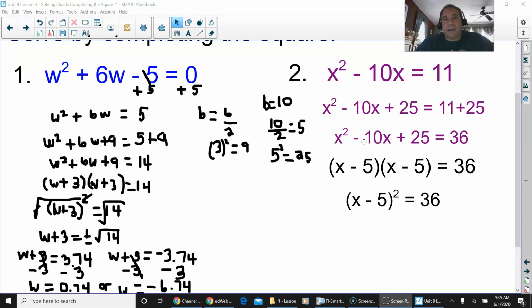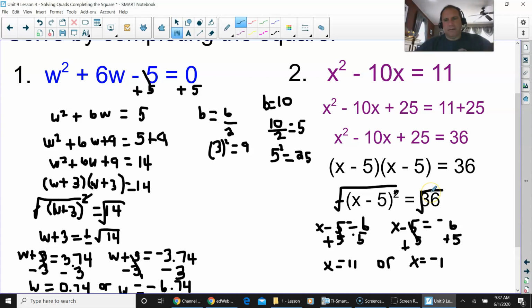Again, I told you that this creates binomials that are exactly the same. x minus 5 times x minus 5: negative 5 times negative 5 equals positive 25, and negative 5 plus negative 5 equals negative 10. So that's when you have x minus 5 squared equals 36. You are going to square root both sides. And we have x minus 5 equals 6, because the square root on the right hand side did turn out to be a perfect square of 36. So square root of 36 is 6 and negative 6.